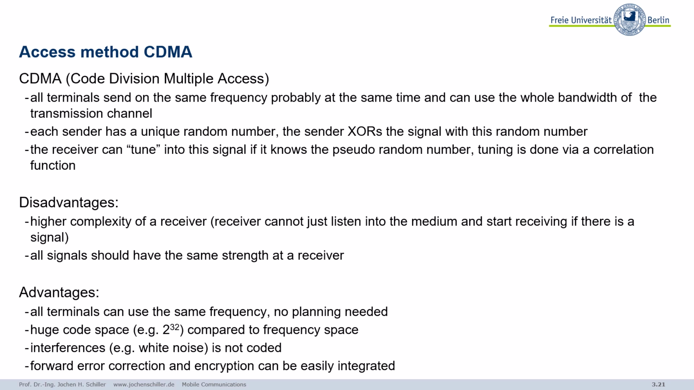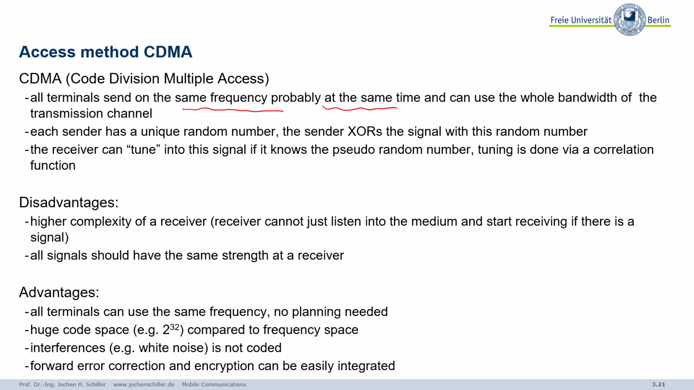So, when I explained CDM, code division multiplexing, I told you that now all terminals send on the same frequency. So we all use the same frequency, send at the same time, same space, and we use the whole bandwidth of a transmission channel. Okay, but how can I then separate different senders?